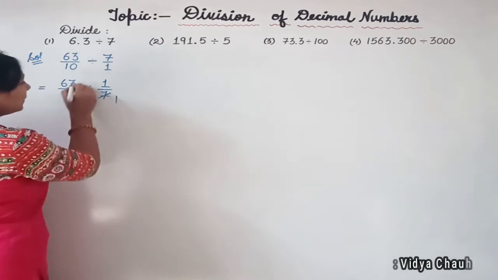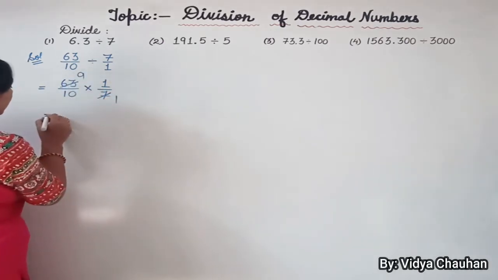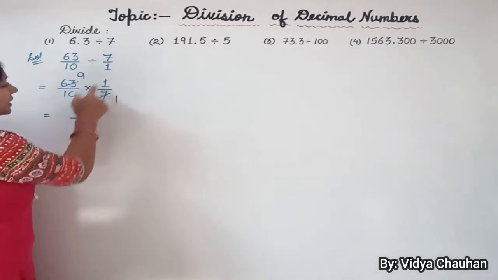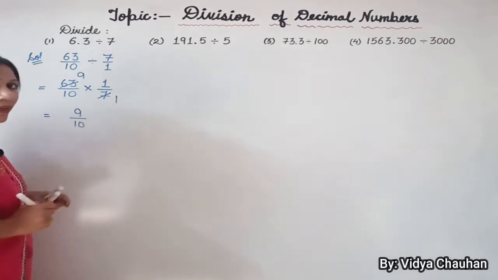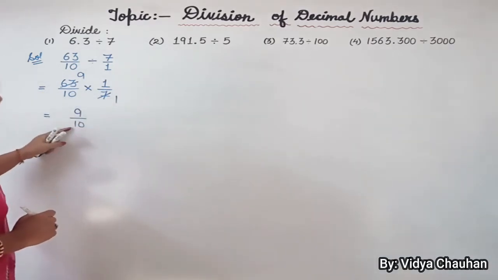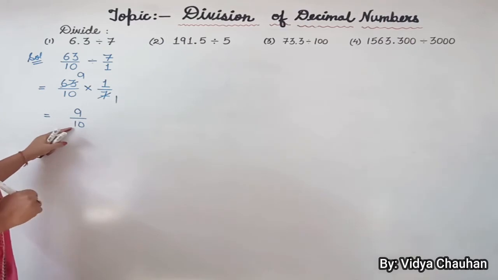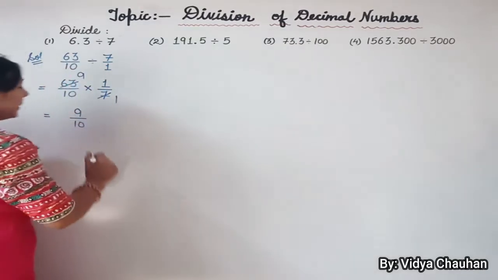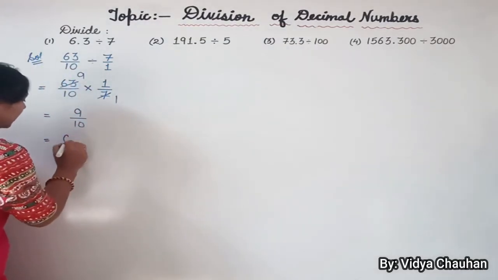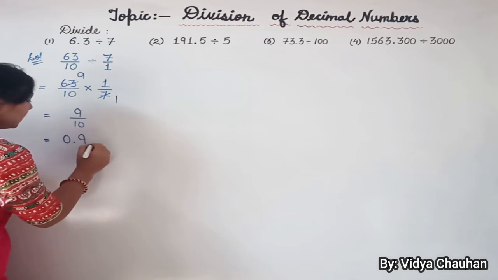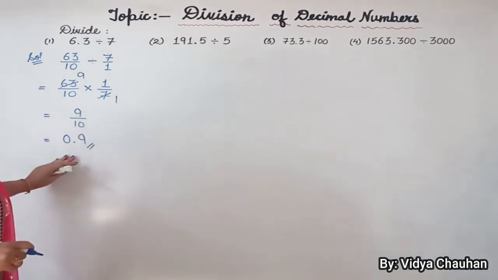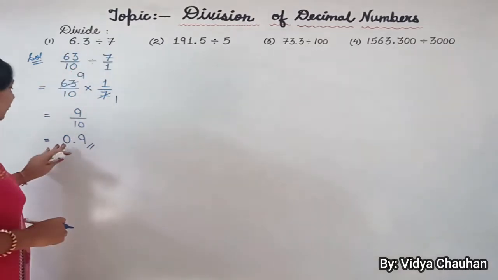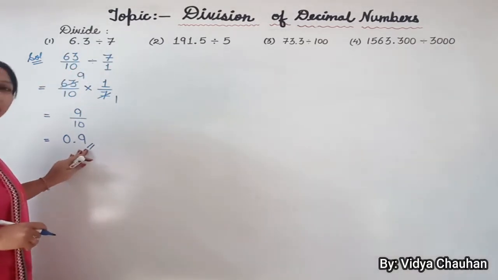Now you can see that 7 is dividing 63 here? So 7 ones are 7, 7 nines are 63. What are you left with? 9 upon 10, because 9 ones are 9, 10 ones are 10. So what is the fraction now? 9 upon 10. Let's convert it back into its decimal form, because we are discussing decimal numbers. So 9 upon 10 can be written in decimal form as 0.9, and this is your final answer. So 6.3 when divided by 7, the final answer is 0.9.